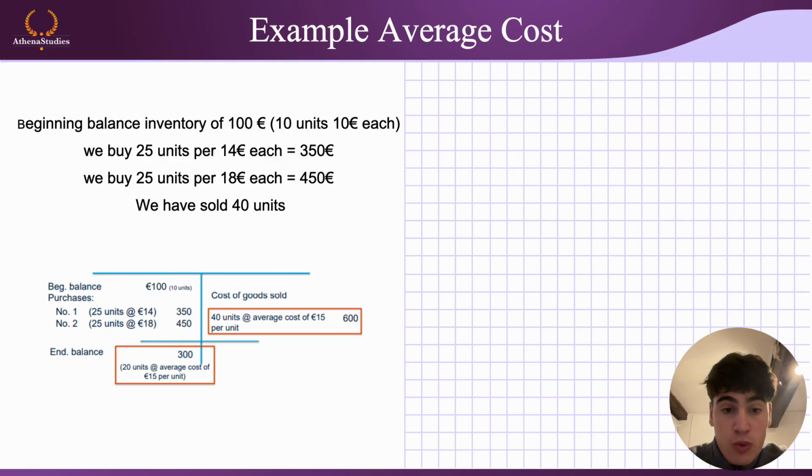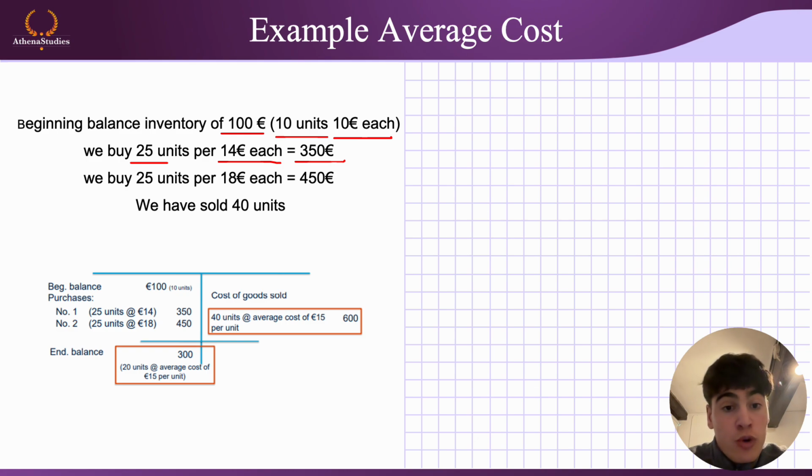So in this case, we start with 100 euros inventory, and we know that we have 10 units and every unit is worth 10 euros. Okay? However, we start with that, but we will buy 25 units for 14 euros each. So this is a total of 350 euros in inventory. This we have to sum up to 100 euros. So for now we have 450 euros worth inventory.